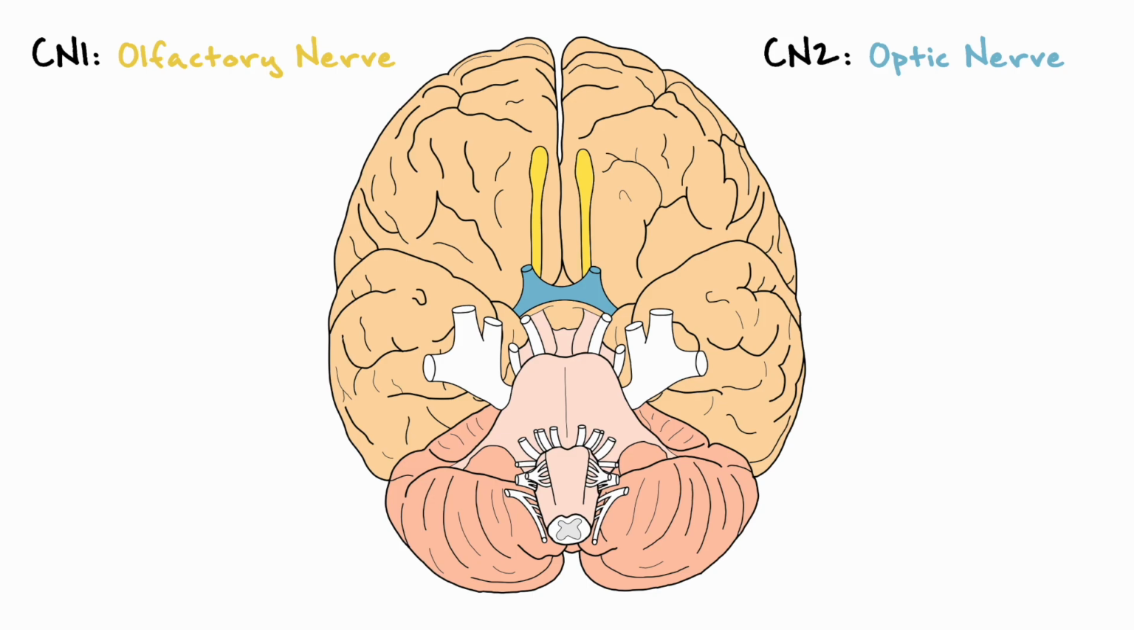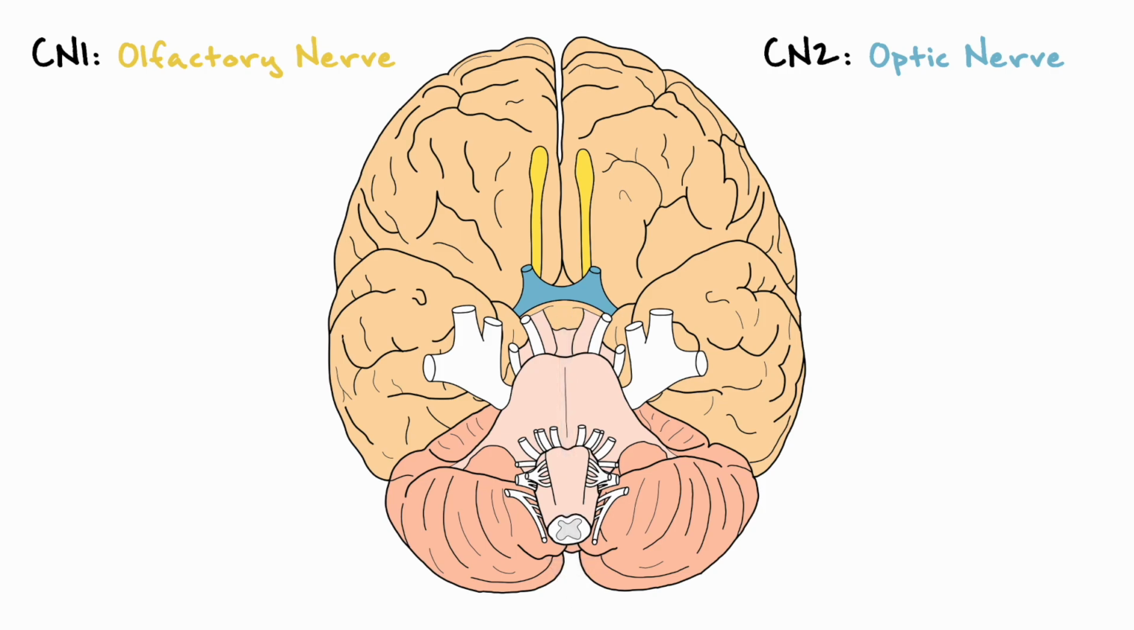By the way, before we get into it, I want to mention that the 12 pairs are numbered 1 to 12 based on a rostral to caudal direction, meaning that the first cranial nerve will come from the brain and the 12th one will be at the most caudal end of the medulla, so when we go through them, we will roughly go from a rostral to caudal direction.